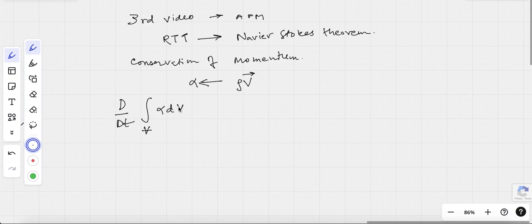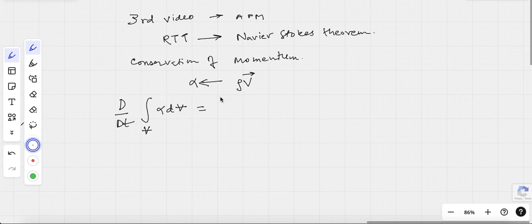The integral of alpha dV equals to, and since I am not referring to any book or notes, I am just writing this out of my memory. It's taking some time. You can just increase the speed of the video and see these lectures.